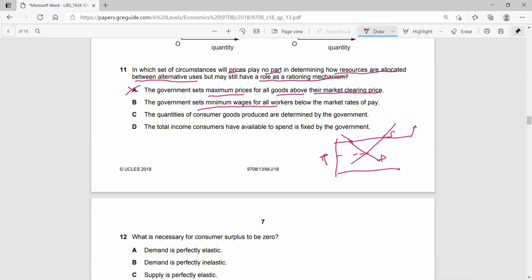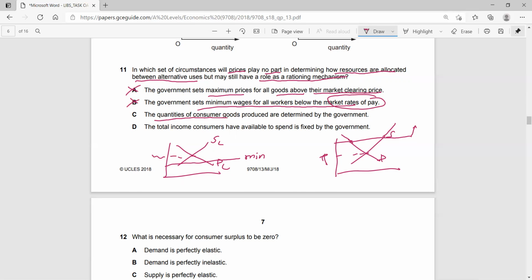The same logic applies here. Minimum wages for all workers below market rates of pay would, if you draw a similar supply of labor, demand of labor, wage rate diagram, be set below market rates of pay. So that has no point because it says the wage rate should be above this. It can't be below this, but the wage rate is already above this. So this will literally have no impact either.